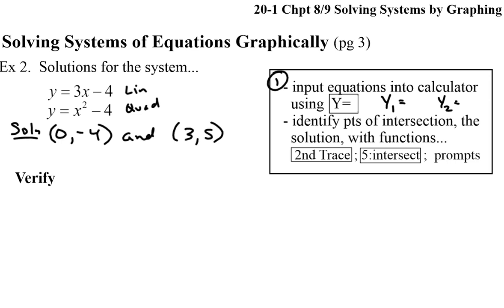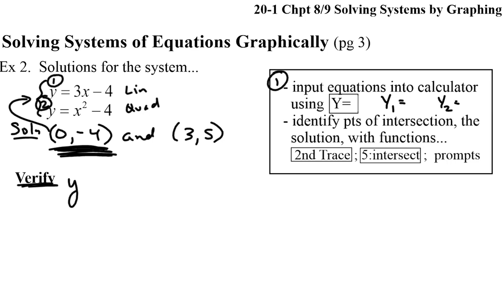Not a big deal, not too much difficulty. Verify though, you can always verify. Some questions might ask you to. I will do one just to review. To verify, we want to take our solution and make sure that it does work in the system. But we have two equations, so I need to verify 0, -4 in both equations.